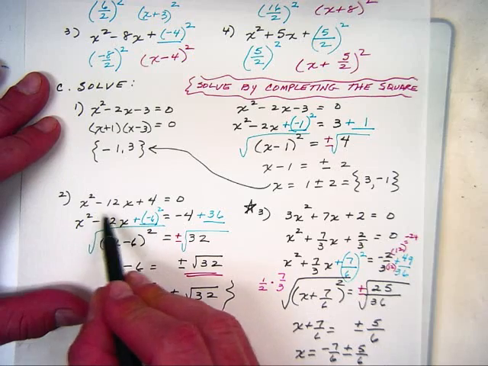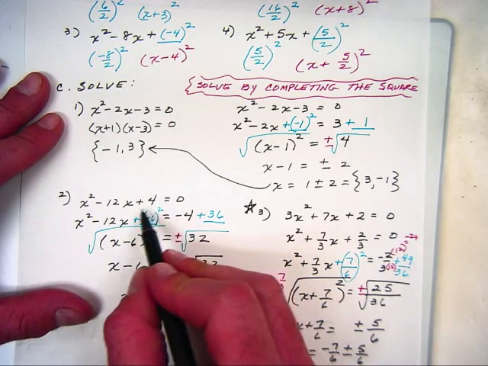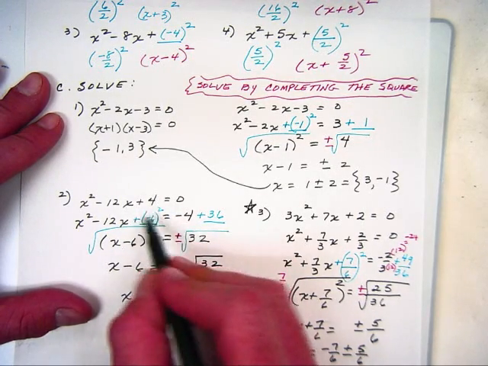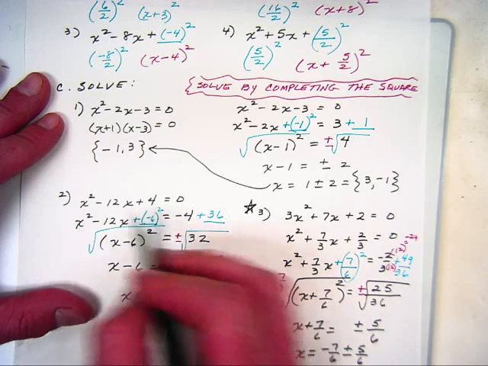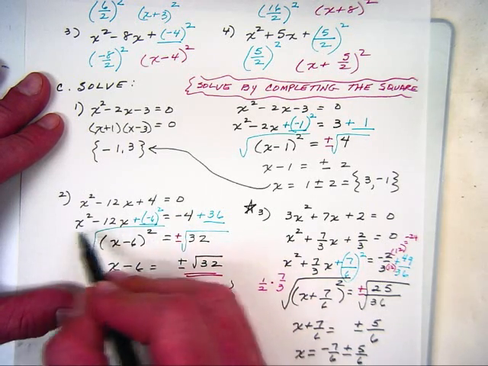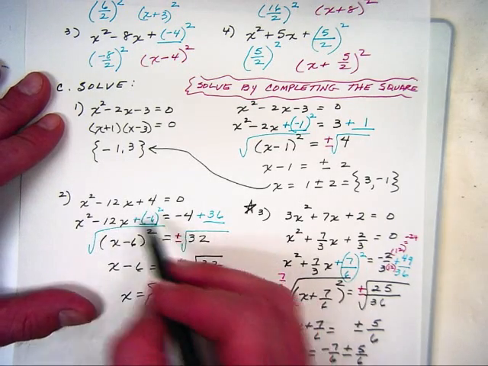For this one, let's look. X squared minus 12x plus 4. I have to get this 4 to the other side to leave space here, so I subtract 4. I have no coefficient for x, so I'm okay. I don't need to get rid of it. So all I look at is b.